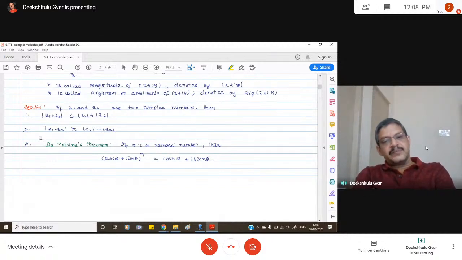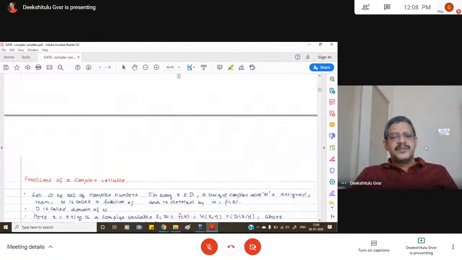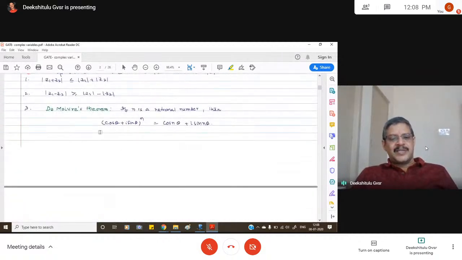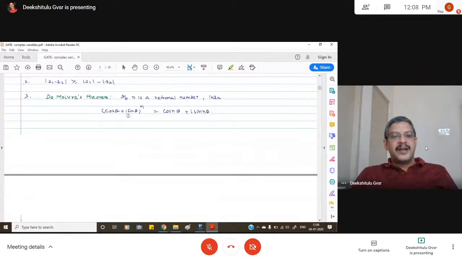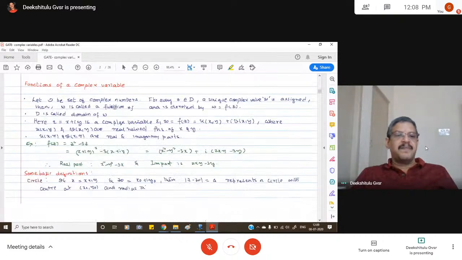Then De Moivre's theorem is very important. You have studied it in intermediate level. If n is a rational number, then (cos theta plus i sin theta) whole power n is equal to cos n theta plus i sin n theta. This is what we call cis theta. Cos theta plus i sin theta is called cis theta, C-I-S. Cis means C and IS, where i is the imaginary part: cos theta plus i sin theta.